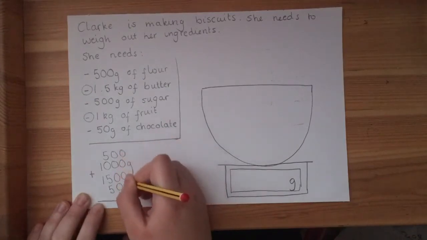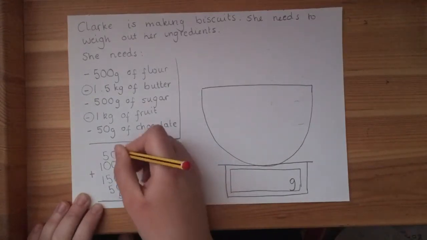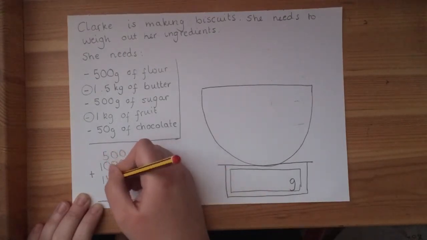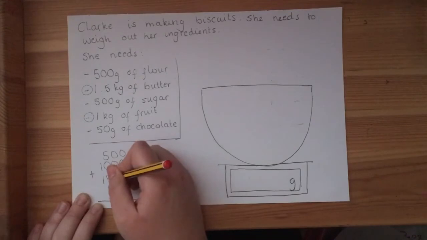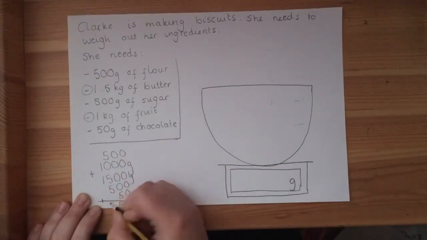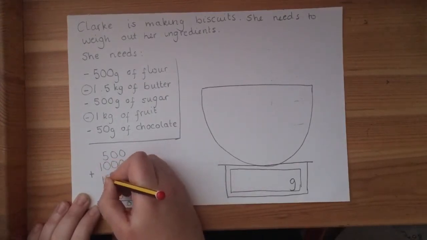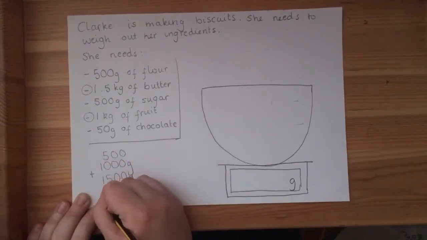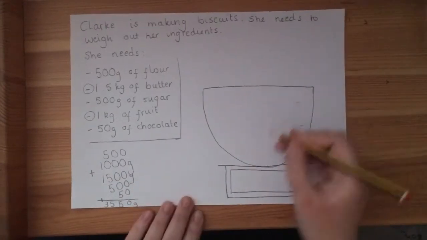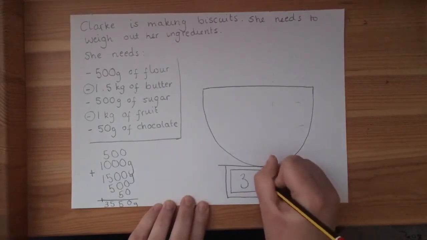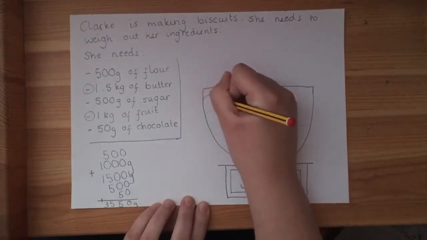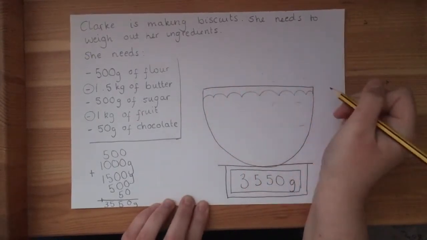So I've got nothing in this first column. I've got a 5 in my next one. I've then got 3 5s here, so that's 5, 10, 15. So I have to carry the 1 and add the 5. And then I've got 1, 2, 3 here. So in total, I've got 3,550 grams of dry ingredients to make up the cake.